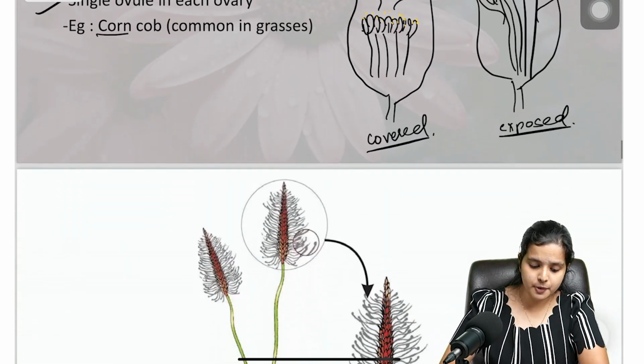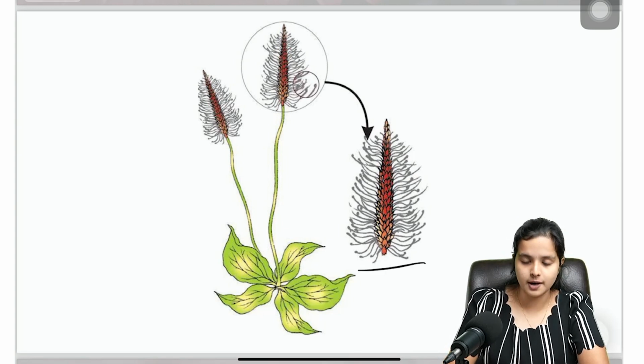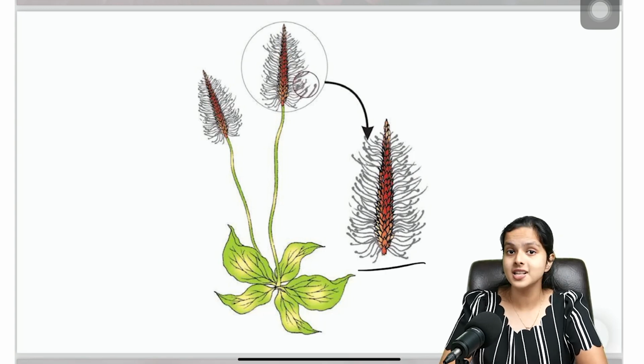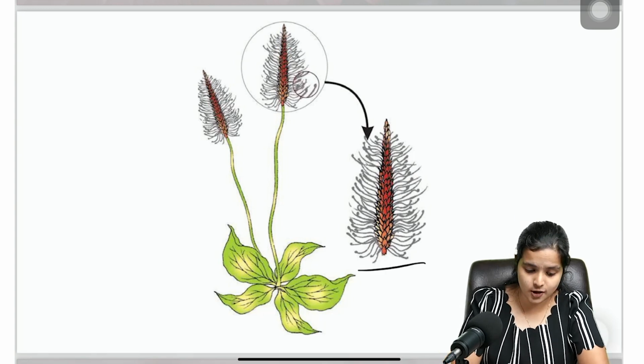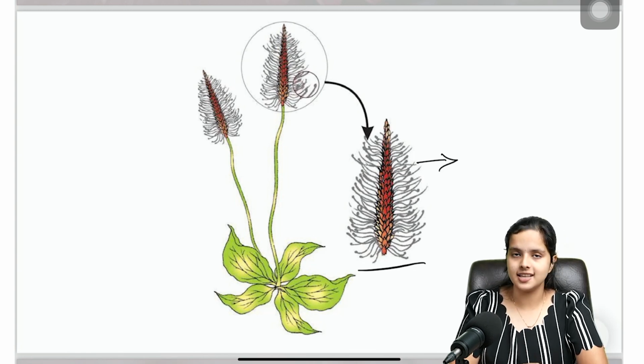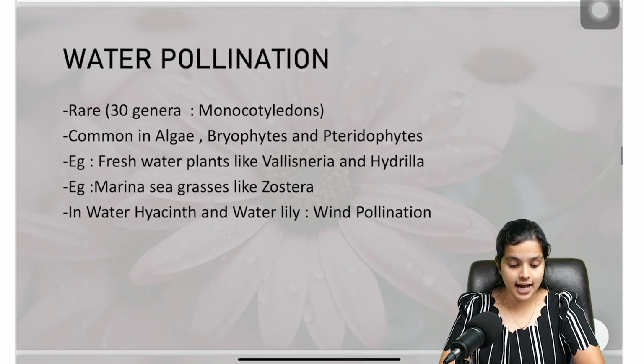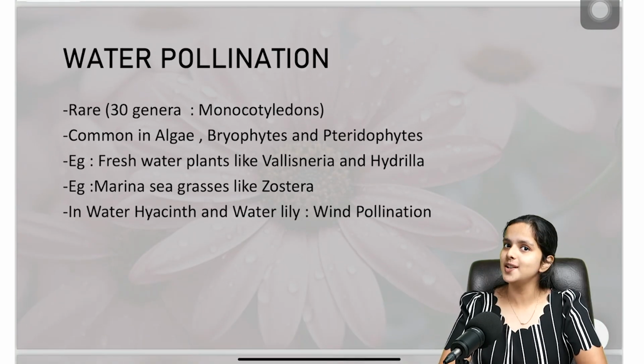The second type of abiotic pollination is water pollination. Before that, let me show you a picture of a plant which performs wind pollination. You can clearly see over here that the anther is exposed and the stigma is feathery. Now moving on, you have the second type of abiotic pollination, which is water pollination.